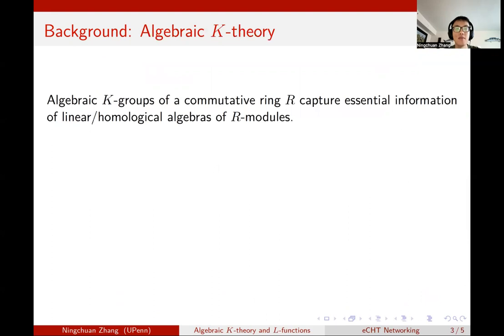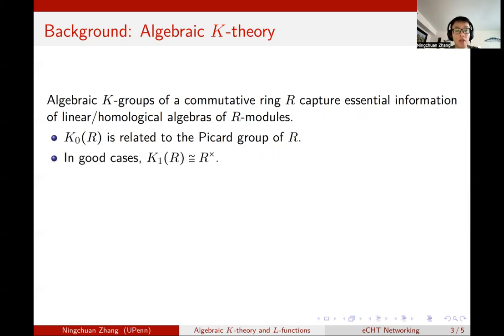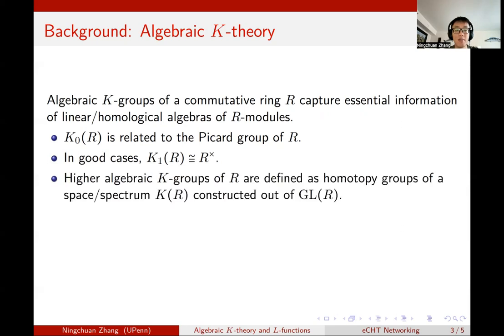The other side of the connection is algebraic K-theory. Roughly speaking, algebraic K-groups of a commutative ring R capture essential information of linear algebra or homological algebra of R-modules. The zeroth algebraic K-group of R is related to its Picard group. In good cases, the first algebraic K-group of R is the units in this commutative ring. Higher algebraic K-groups are much more complicated to describe, but they are defined as homotopy groups of a space or spectrum K(R) constructed out of the general linear group of R.